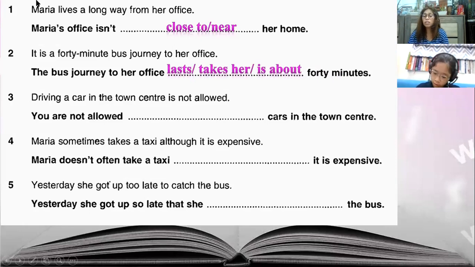Okay, very good. The last takes... you can have the answer. The last takes here is about. You can pick any of these answers, there are three. Okay, Lynn? Number three. Go. Oh, wait. You're very tired. You're tired today? Okay, continue with number three. Write your answer and tell me after.